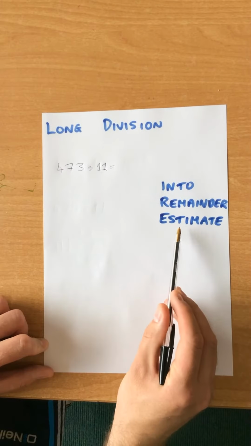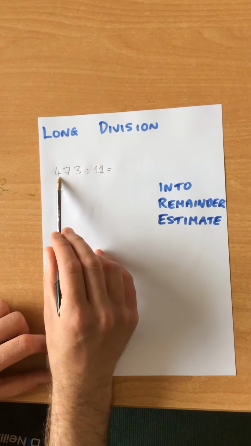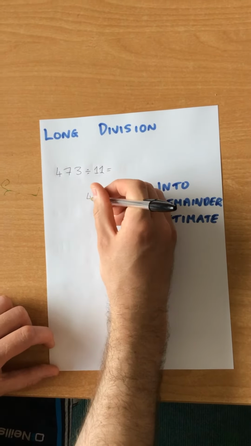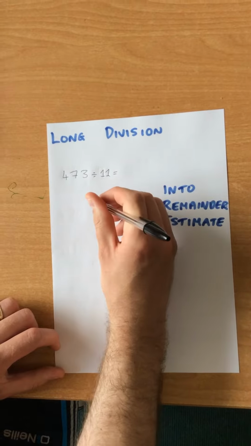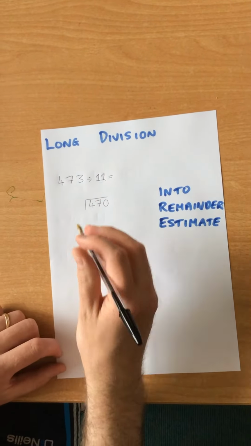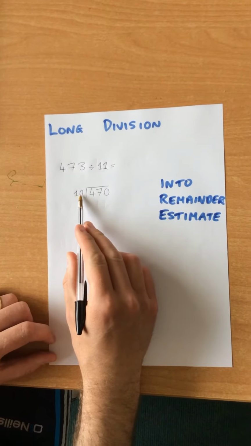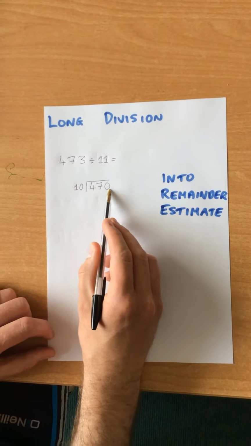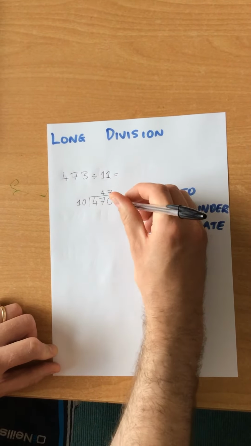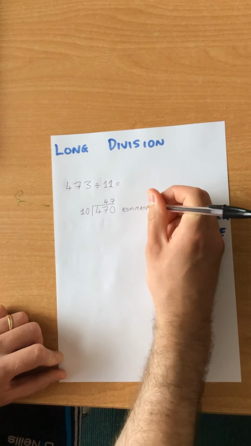So always in Parteen we encourage the children to estimate. Just looking at this, 473 to its nearest 10 would be 470, and 11 to its nearest 10 would be 10. So as an estimate, I would say 10 will go into 470 47 times. So that's just an estimate. And the children should use this to kind of guide them as they go through the sum.